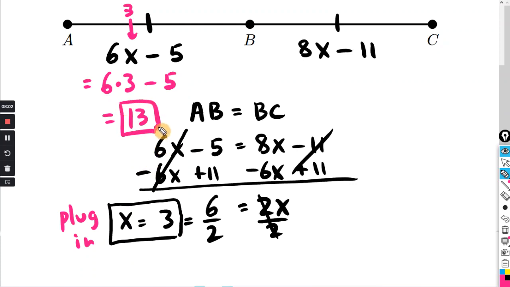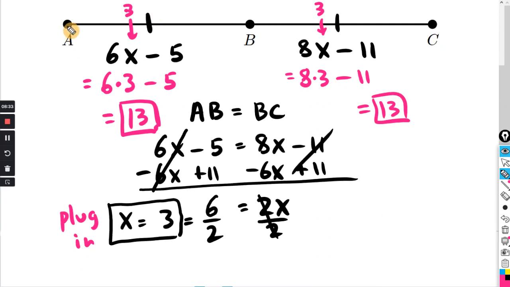A great way to check that is to make sure you get 13 over here as well. So take the 3, plug it into the other segment. That gives us 8 times 3 minus 11, and 24 minus 11 is again 13. All right, so each half is 13.